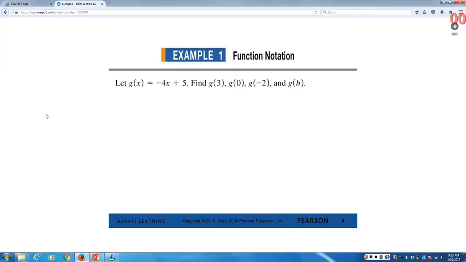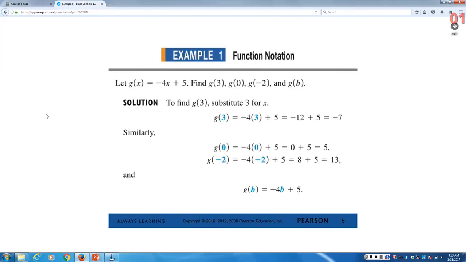And we found g of 3 by plugging in 3. And then we found g of 0 by plugging in 0 for the x. And then g of negative 2 by plugging in negative 2. And g of b by just simply replacing x with b. So we found that g of 3 was negative 7, and g of 0 was 5. G of negative 2 was 13, and g of b was negative 4b plus 5, simply plugging in b in place of x.